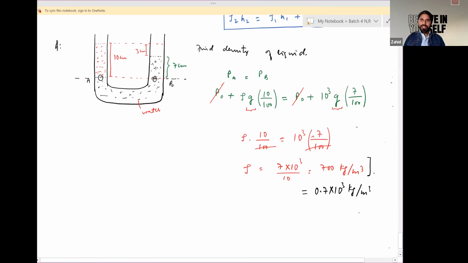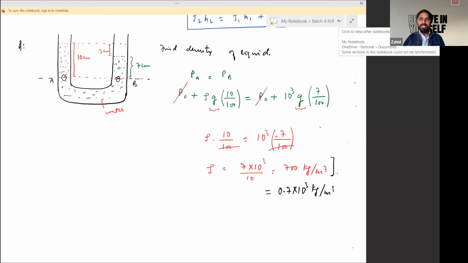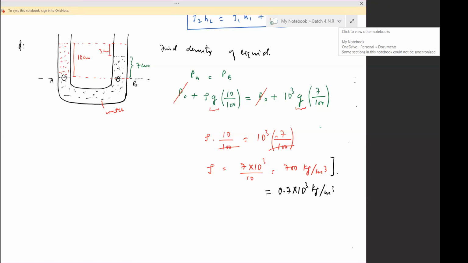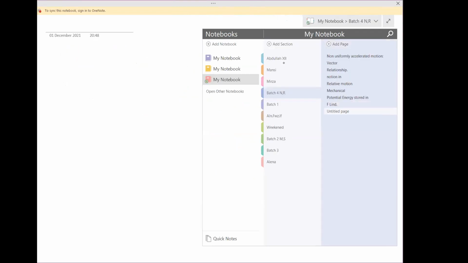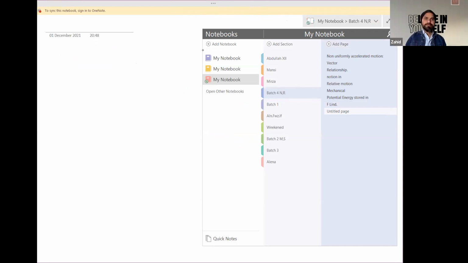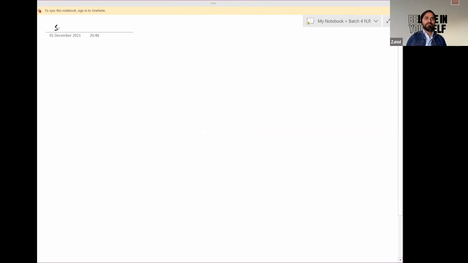So this is all about pressure and Pascal's law till this part. Do you have any doubt, any one of you? Nabila? No doubt, sir. Okay. Next is surface tension.